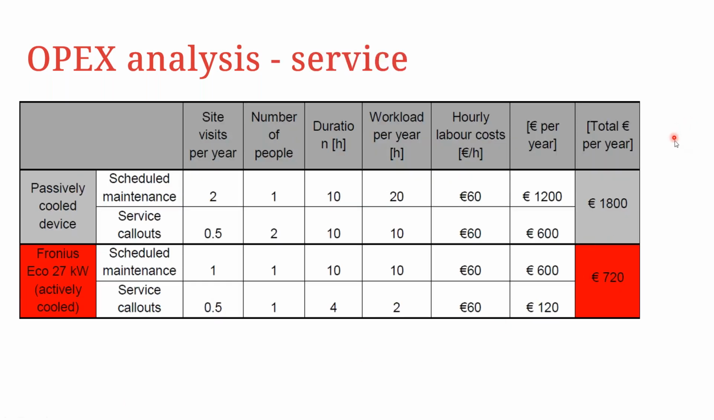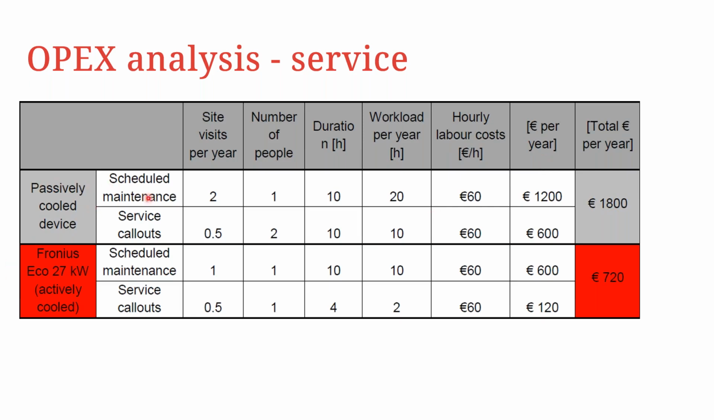So what this means in a nutshell, if you look at the OPEX analysis as far as the service aspect is concerned, for a passively cooled inverter in comparison to the Fronius Eco 27, which is actively cooled, you look at the number of times for scheduled maintenance that you need to go there, and then the service callouts. So we are going to consider the number of site visits per year, the number of people that you need to send there, the duration of the service trip, the workload per year, the hourly costs, and then the total labor cost or service cost for 1 year.